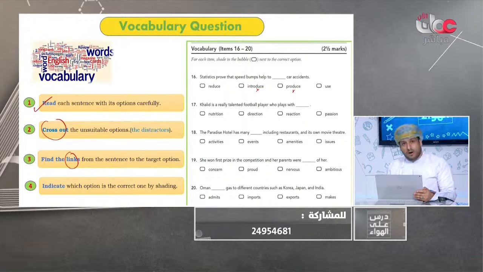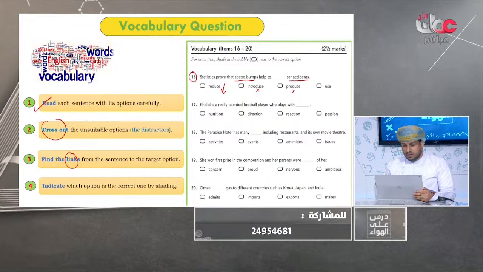Let's try number 1 together. All right? So statistics prove that, number 16, statistics prove that speed bumps help to what? Car accidents. So those are the key words. Okay? Help to reduce. Reduce means make less. Introduce, to present something. This is wrong.